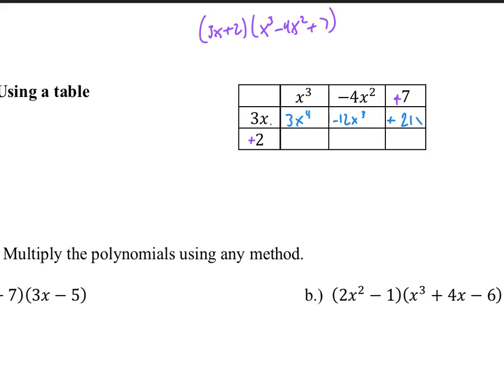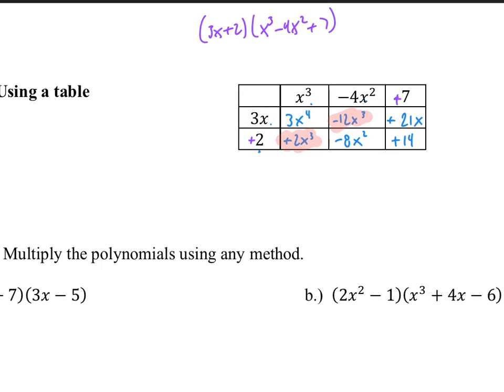So again, I really do like to emphasize that, put the sign there on all of them except for the first one. And then 2 times x cubed, so that's positive 2x cubed. 2 times negative 4, so we get negative 8x squared, and then 2 times 7, which would be positive 14. Let's go, like before, looking for like terms. So I got those cubes, that's not a cube.